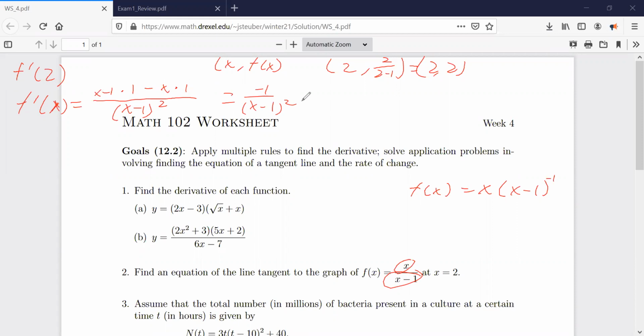Does that make sense to everybody? Yeah. So now what happens if I plug in 2 for this? Over 2 minus 1 squared is equal to negative 1. So I have y minus 2 is equal to negative 1 times x minus 2. So we get y is equal to negative x plus 2 plus 2. So y is equal to negative x plus 4. Cool. Does that make sense to everybody? Yeah. Cool.